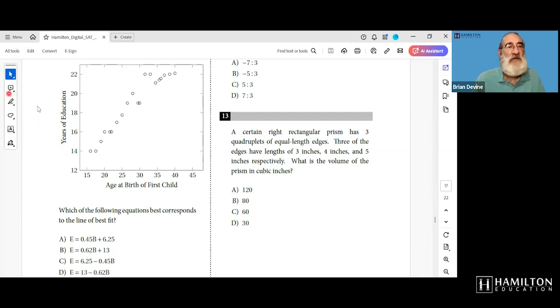Question 11. We're given that the scatter plot shows a relationship between the age of the mother at birth, which is the x-axis, versus the number of years of education the mother had at the time of this first birth. That'd be the y-axis.